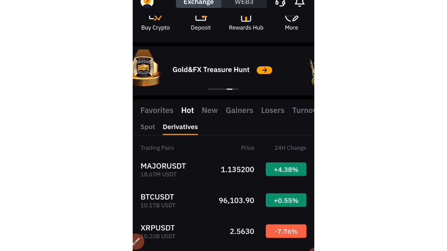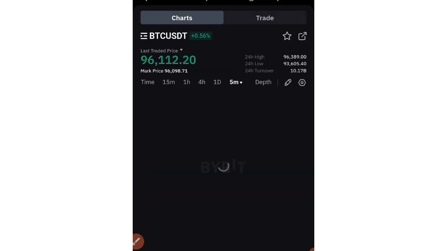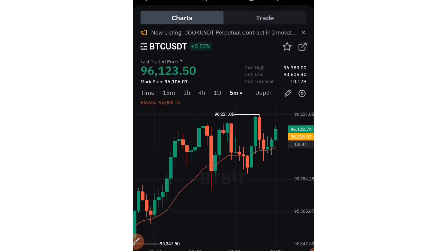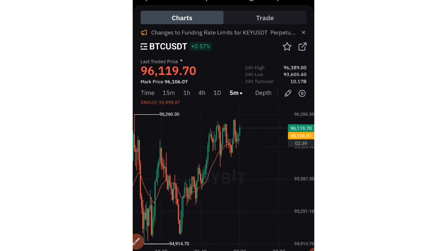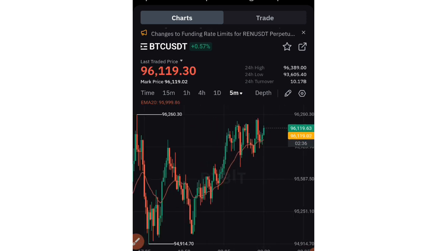Alright, so click on BTC. Let's see how the interface is. You can see the way it is. We are still on chart. You can see the way the chart is. This is what we call chart. This is where you do your analysis before you begin to trade.